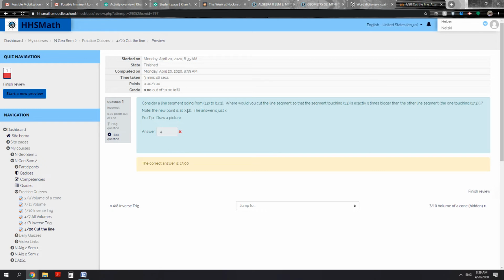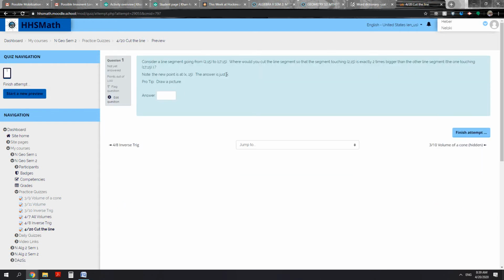The new point is at x, comma 2, so I'm not finding out the length of the smaller bit. This is sad because I made this quiz. I'm finding out what the x value is. Now, you'll remember I said 13, because from 1 to 13 is 12, and from 13 to 17 is 4. So 13 is that point where it breaks perfectly. Okay, so now let's do this quiz again. Hopefully we get a harder question this time, because that first one was a little easy.